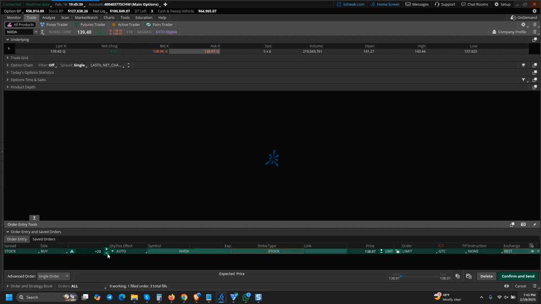I could click up or down here to increase the number. I can type in an exact number. Let's say I just want to buy 8 shares of stock. Don't worry about the plus. They have the plus in there so you can tell it's a buy. If you're selling, they put a minus in there.